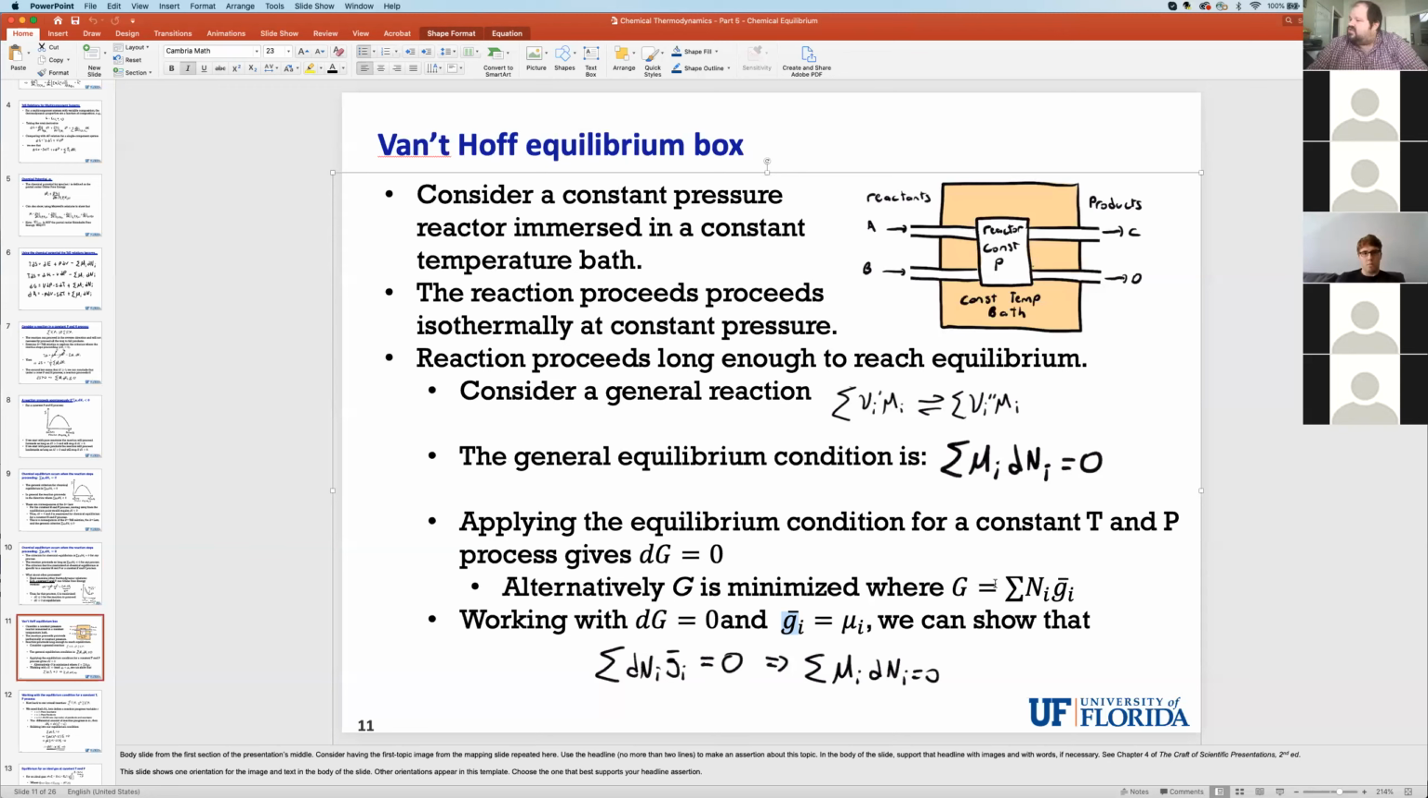And if you want to minimize G, G is defined as just the sum of the number of moles of species i times the partial molar Gibbs free energy. Okay.